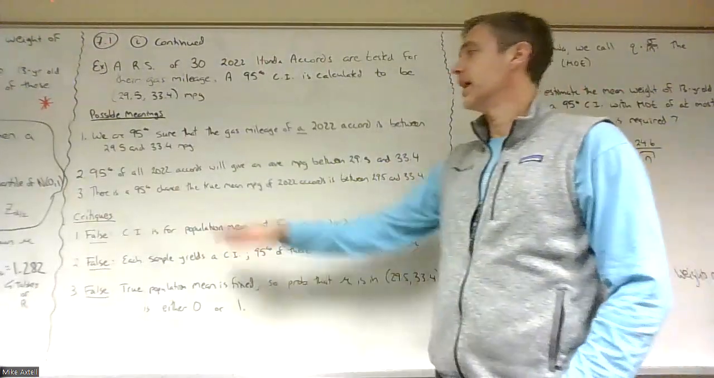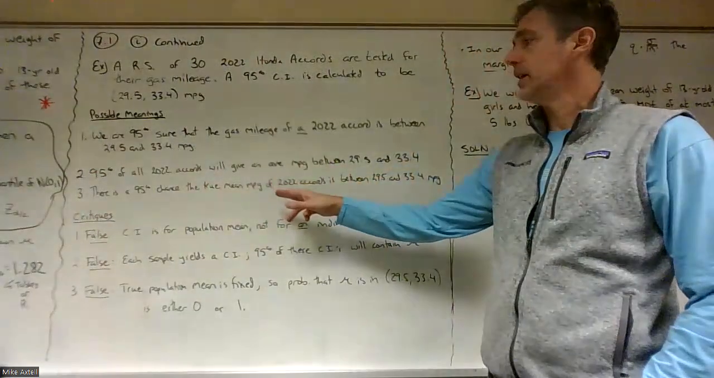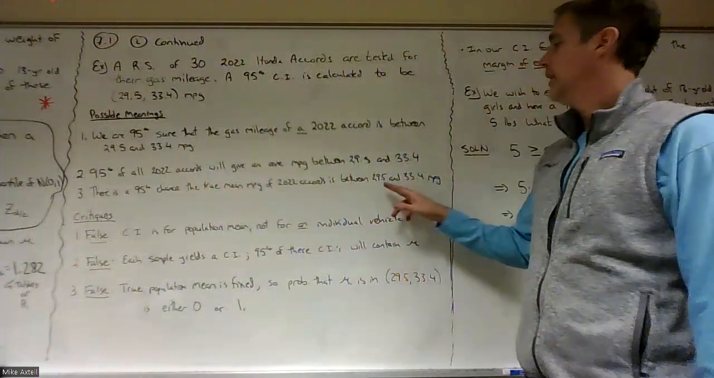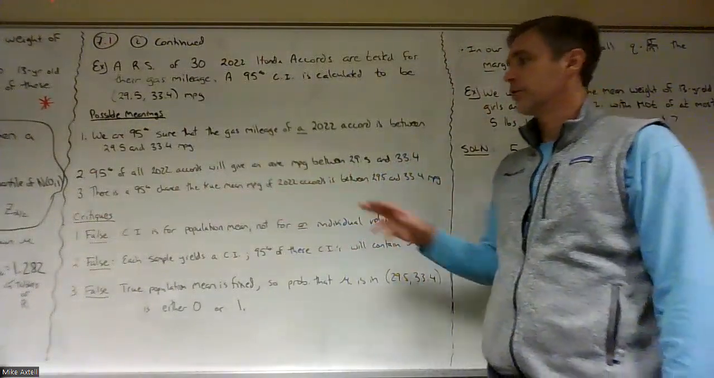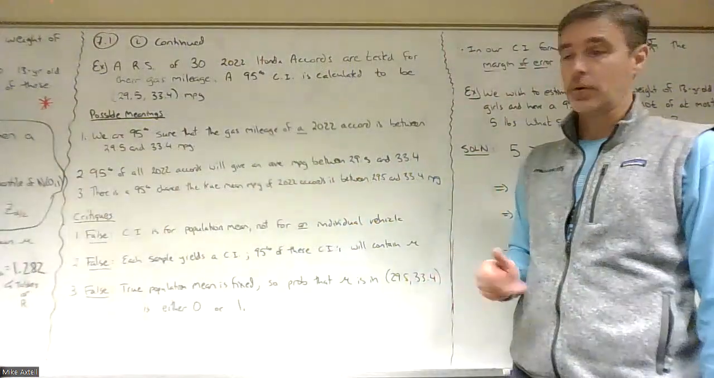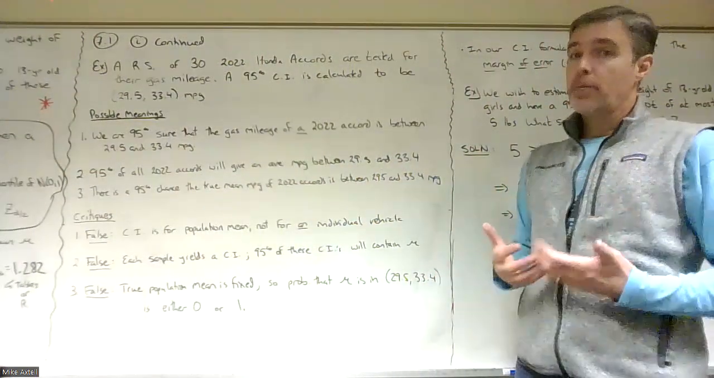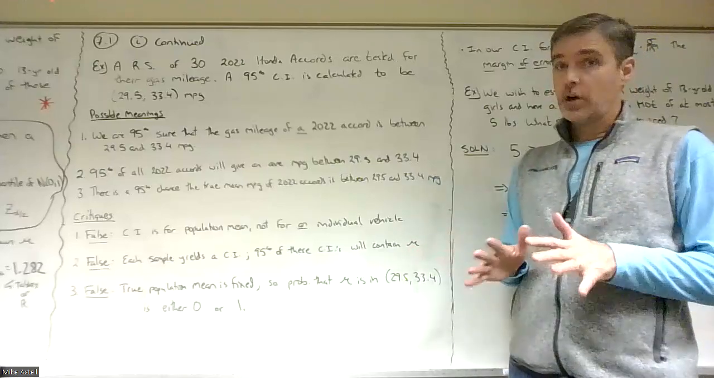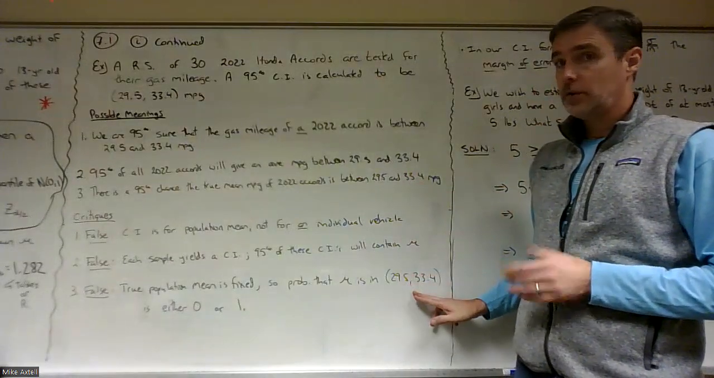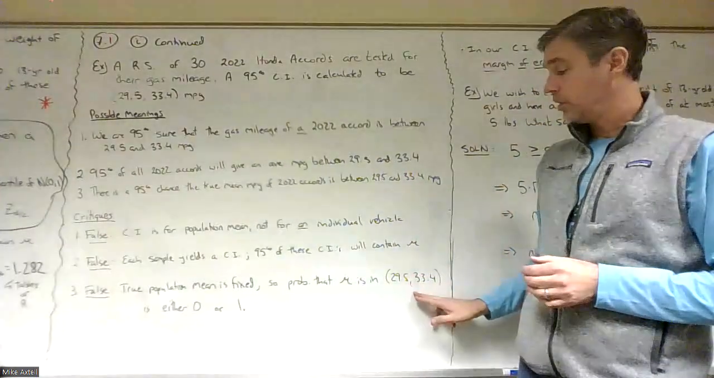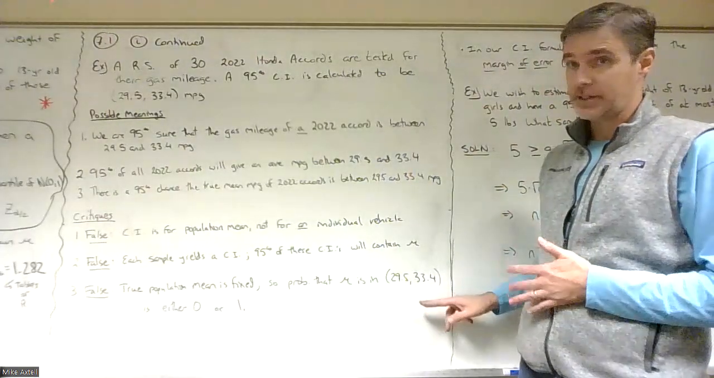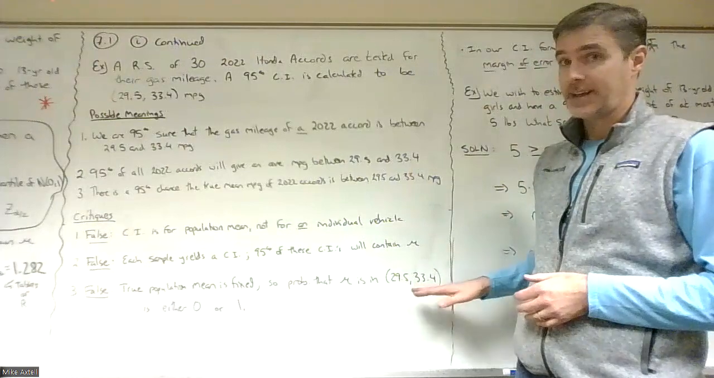Possible meaning three, there's a 95% chance the true mean of the 2022 Accord, the true population mean that we're after, is between 29.5 and 33.4. This is the most seductive explanation. And unfortunately, it is false as well, okay? The true population mean is fixed. We don't know it, but it's a fixed number. So it's either in this interval or it's not. So the probability that mu is in this interval is either 0 if it's not in the interval or 1 if it is in the interval, okay? It's not 95%.